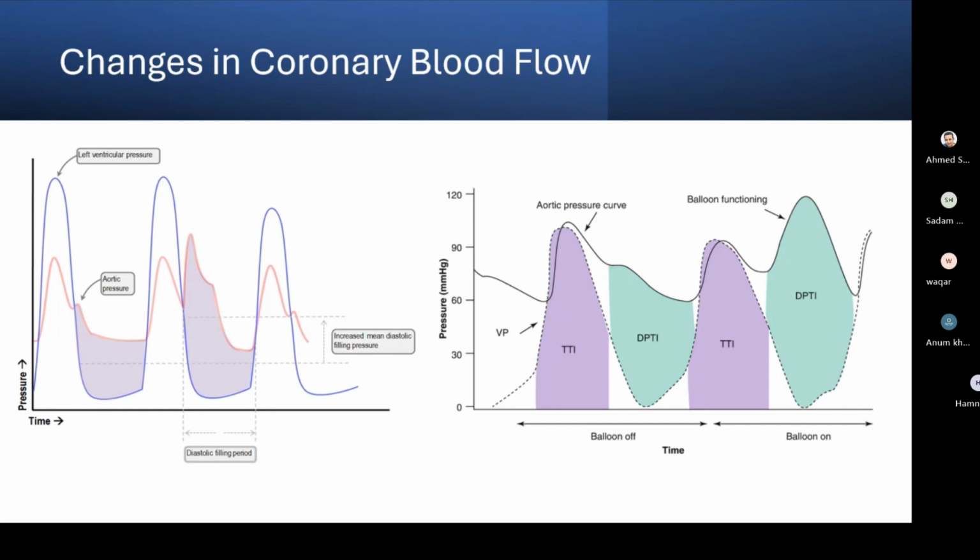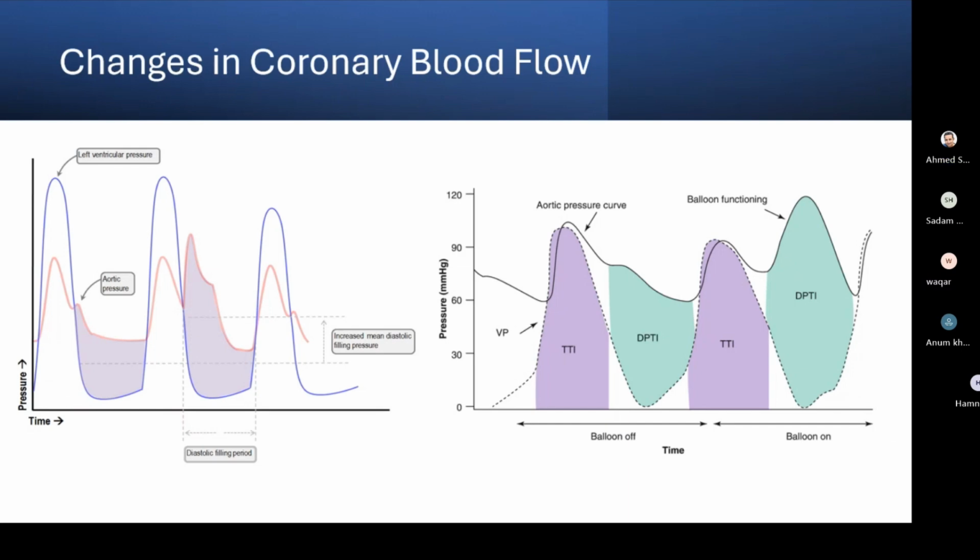There is one slide. You want to say something? Sorry? Hello. You want to say something? No. Yeah, I want to say something. Okay.